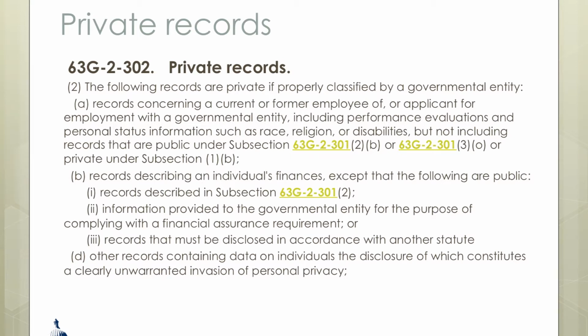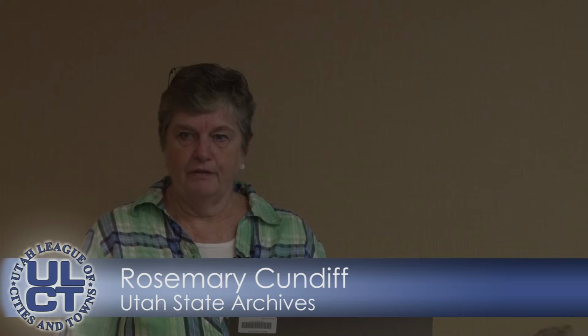Number D is particularly important. Records containing data on individuals, the disclosure of which constitutes a clearly unwarranted invasion of personal privacy. So this is saying that they haven't identified or listed every record that could be private, and so you can use this code if it's a clearly unwarranted invasion of personal privacy and it's not specifically listed somewhere else.